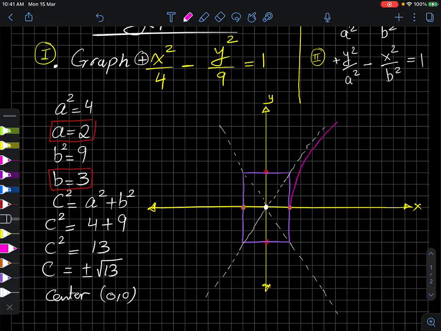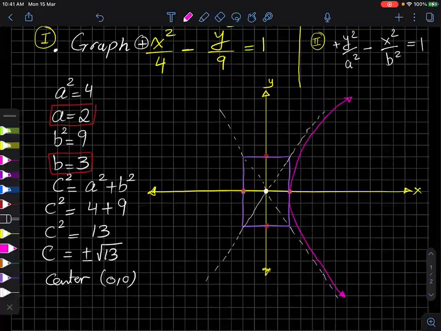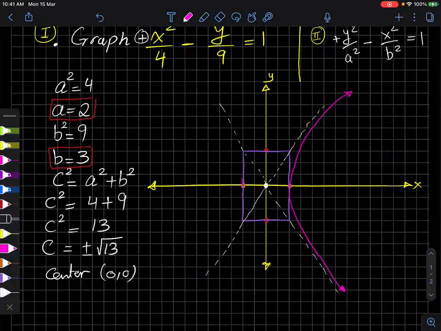Approach the asymptotes as closely as you can, like this. Approach the asymptotes and draw arrows. And the other branch here: because x squared is positive, you should draw two branches of the hyperbola right away, opening right and left, like this.